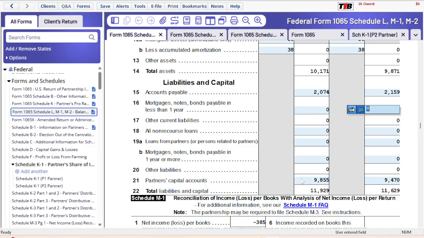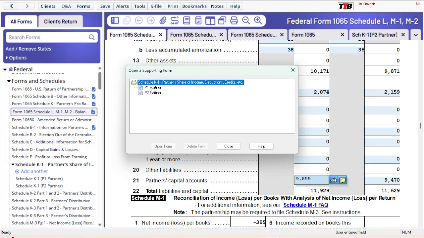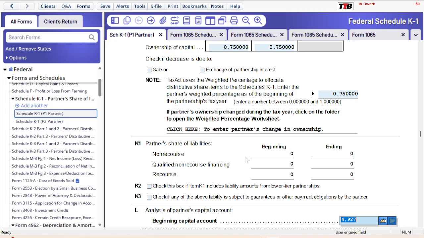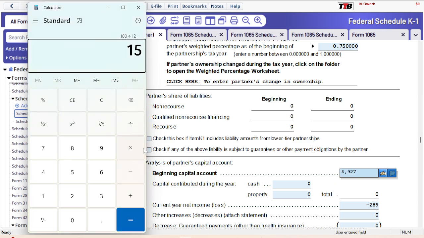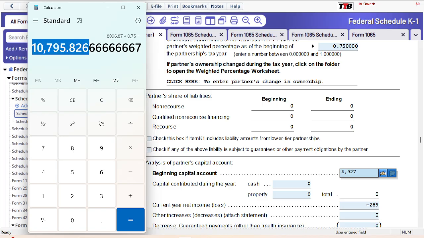Let's go back here, and I'm just going to put it here. So it has a folder here. So it's taking us to partners. Okay, so let's do that. Let's open this and let's put that here. Times 0.75 is going to be 10. Let's see if we can copy this number here and put it here.